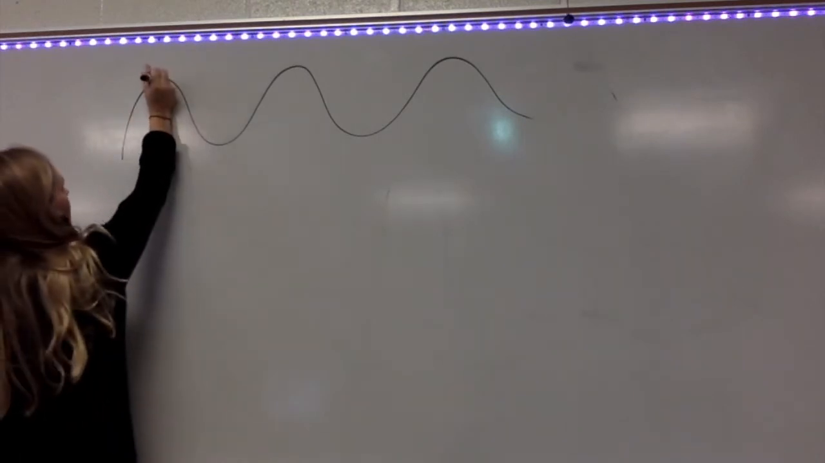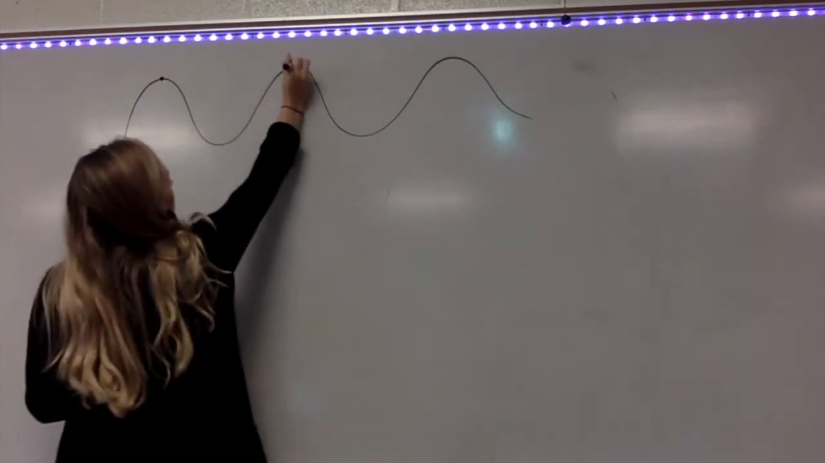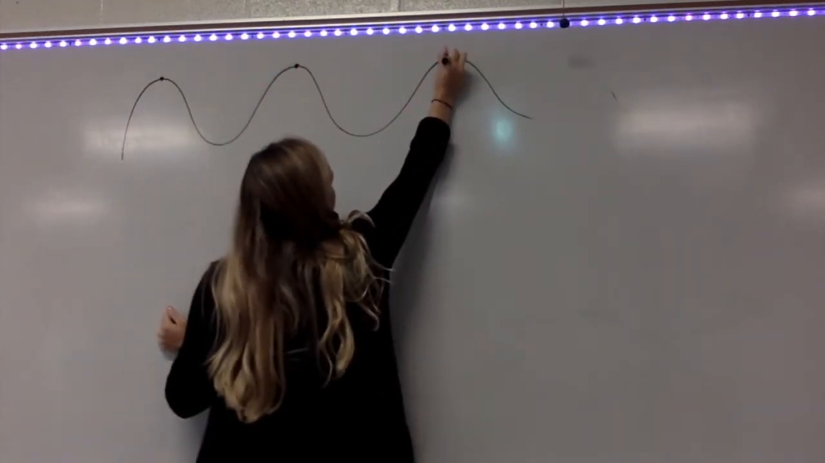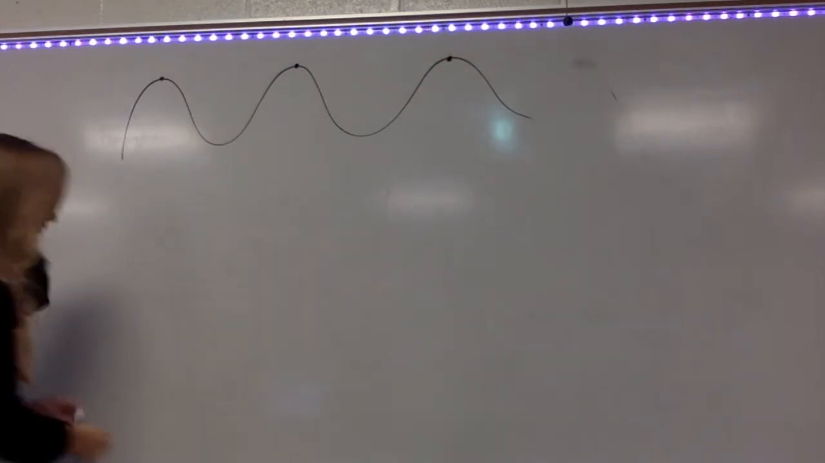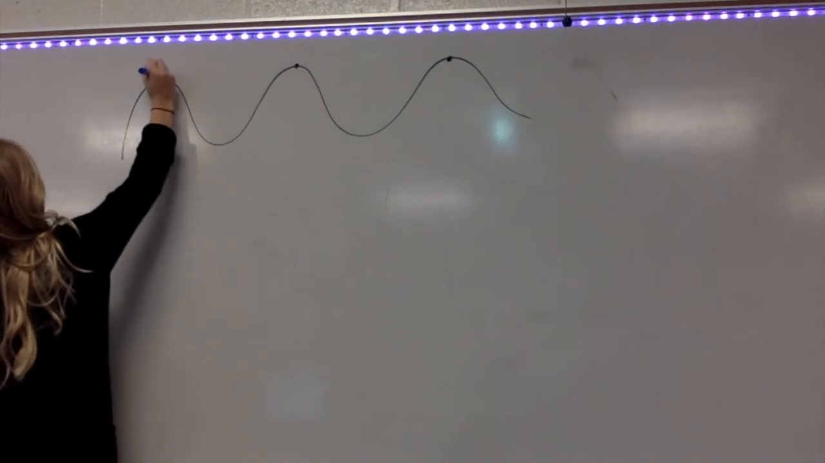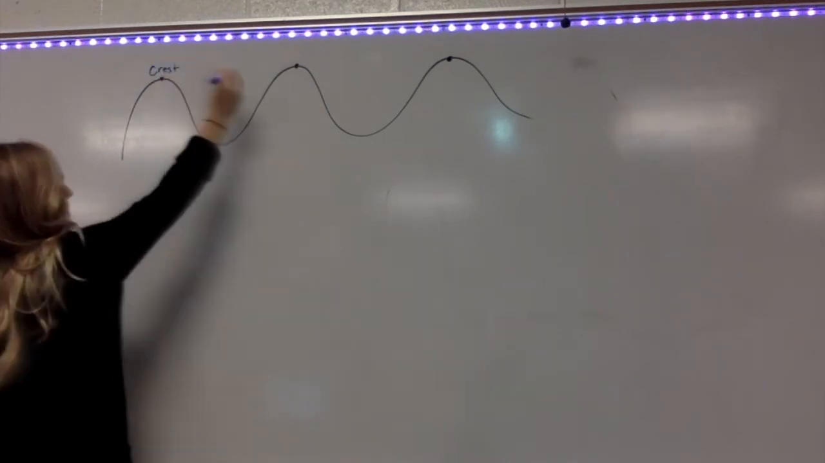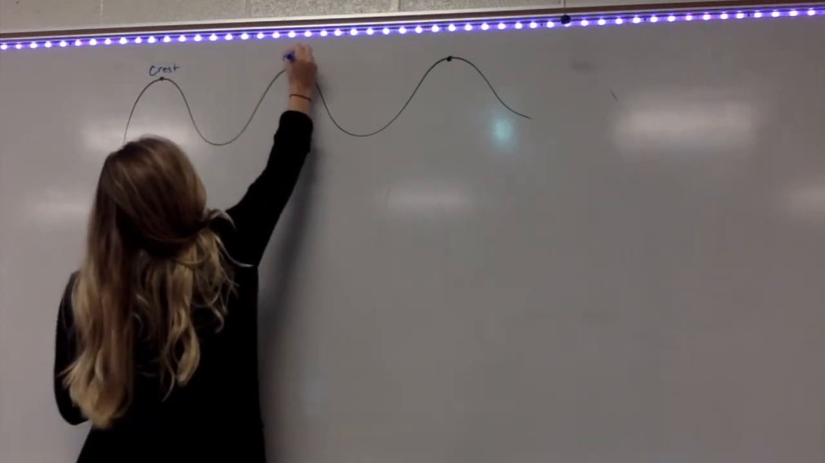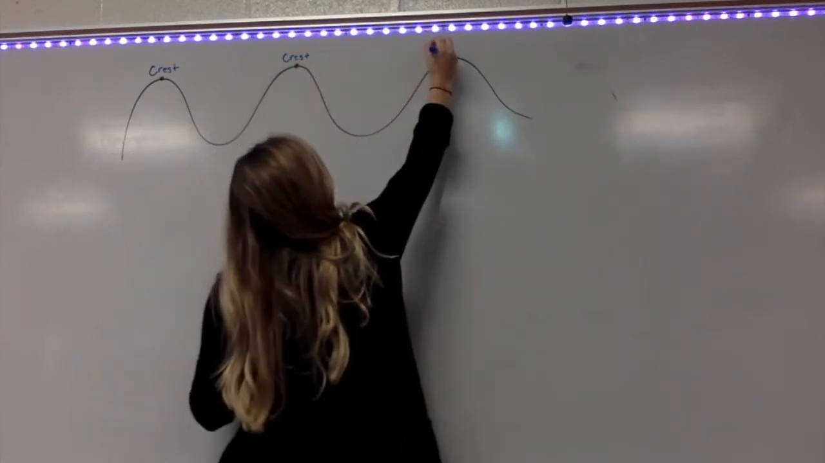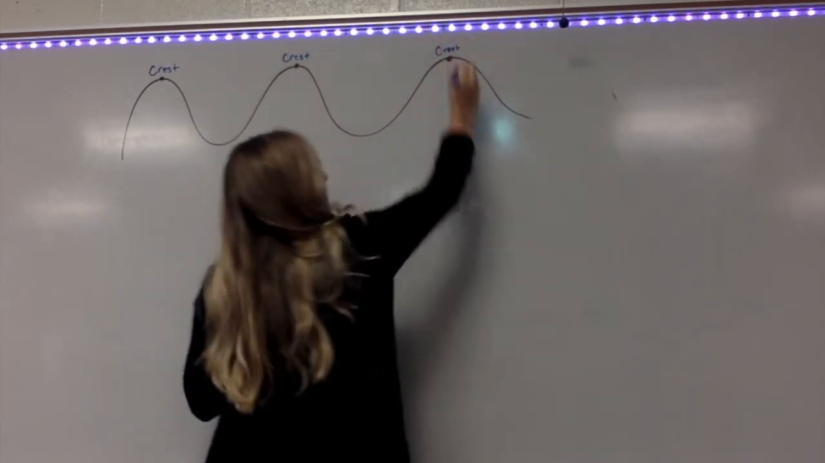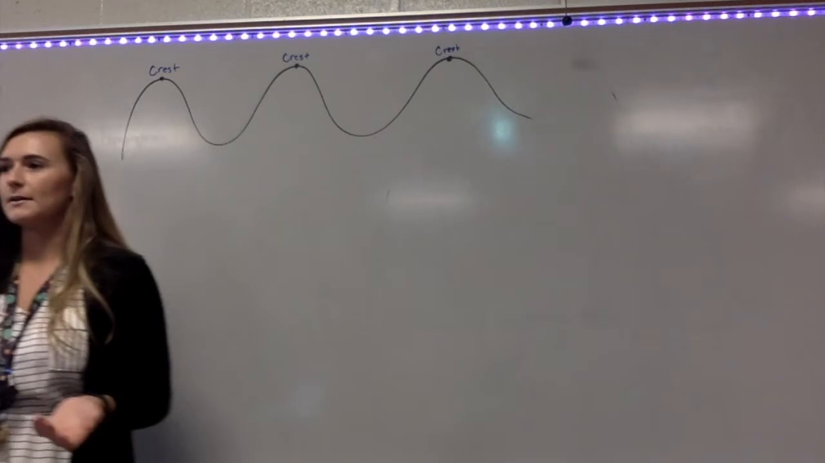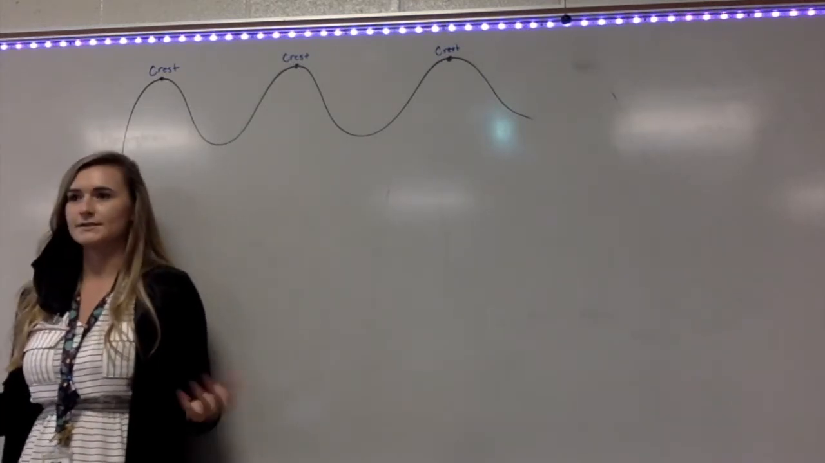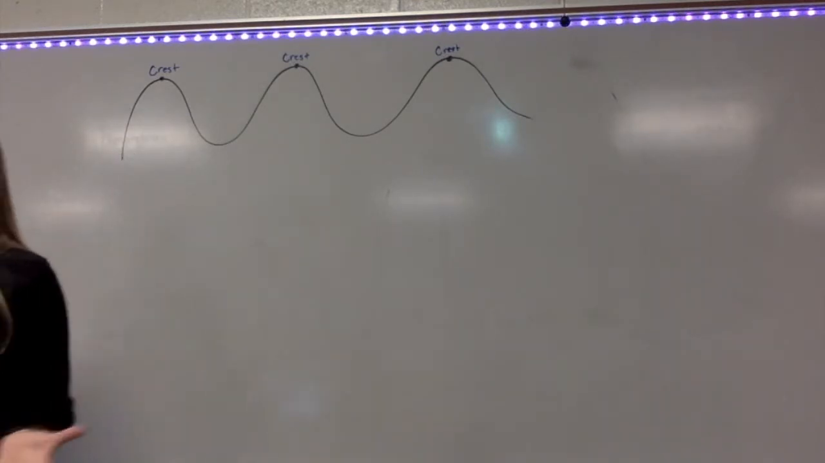One of those things is called crests. Anytime that you're looking at the top of a transverse wave, it is something called a crest. So I want you to label the crest. I remember crests sometimes because it reminds me of a crescent moon, and a moon's in the sky, so it's up high. So anytime you're looking at the top of a transverse wave, it is a crest.